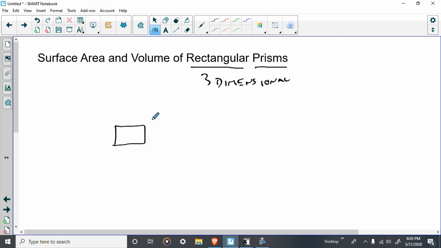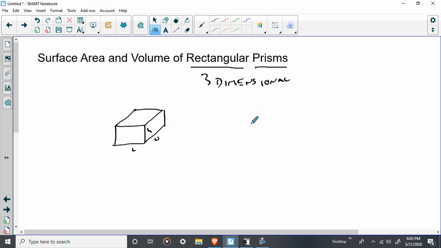And what's coming off of it is all 90-degree angles, right? So nice flat sides. Essentially, you would call it a box, right? So again, you have three dimensions. You have length, width, and height, typically we call them.